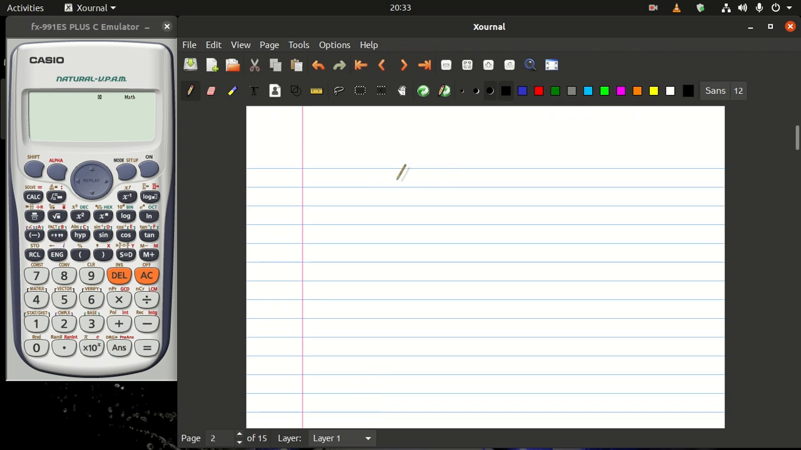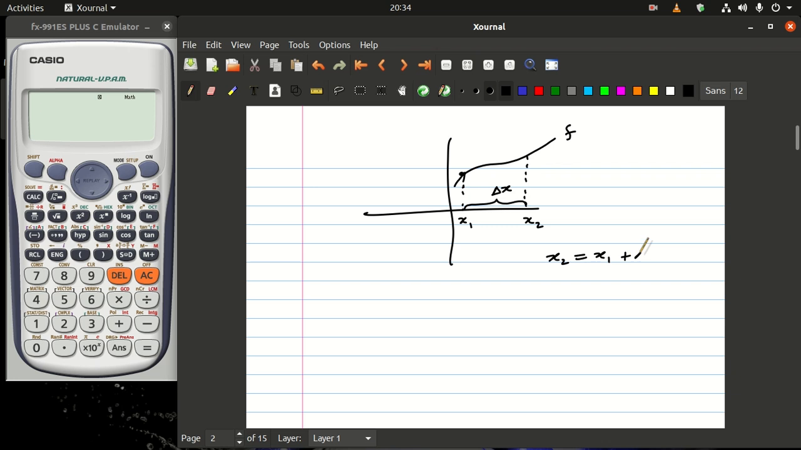Now, say I am giving you a random curve, and I'm going to call it f. There is a point there which is the output of x1, and a point there which is the output of x2. The difference between x1 and x2 is the change in x, which means that to get x2, I just have to say x1 plus the change in x, and then I will be able to get x2.